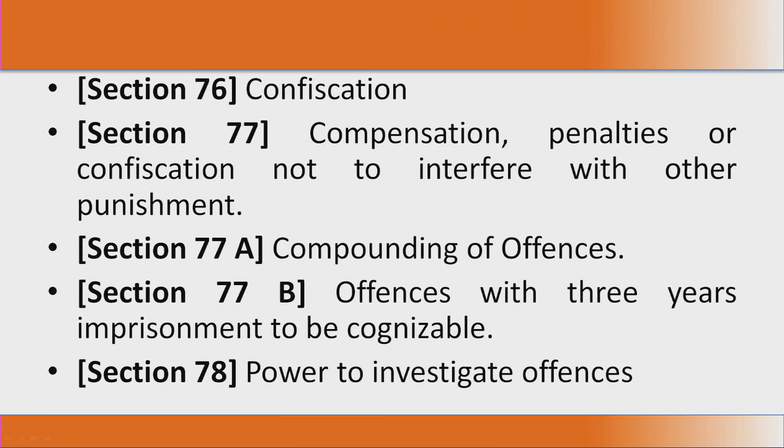I think we discussed it a few slides ago. 76 is who can confiscate, or confiscation. 77 is compensations, penalties or confiscation not to interfere with other punishment. 77A is compounding of offences. 77B is offences with 3 years imprisonment to be cognizable. 78 is power to investigate offences.